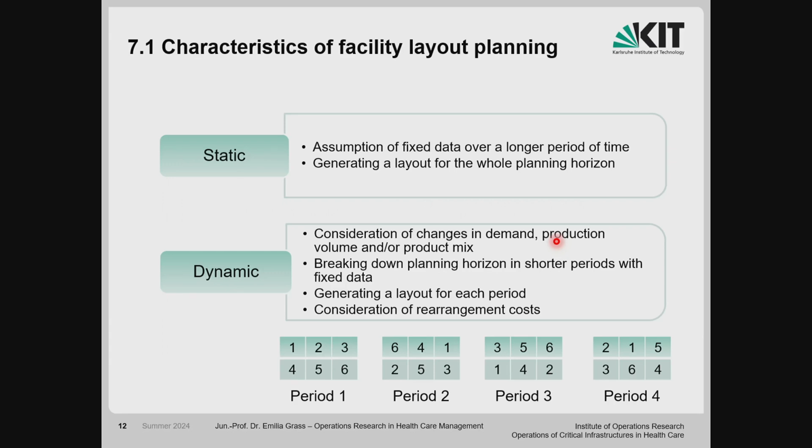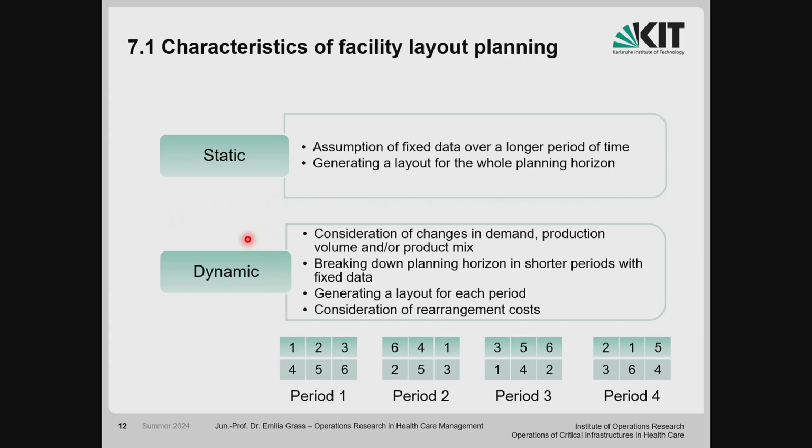Then we have a planning horizon of several years, and we generate the layout and won't change it anymore. And in the dynamic version, we could also include changes in demand or production volume and some kind of product mix. So in our case, if we see some kind of trend, or a corona pandemic, whatever, and we have to change on short notice, we can rearrange the department locations. Or when we see that due to climate change some particular diseases are more common, then we can also rearrange the departments.